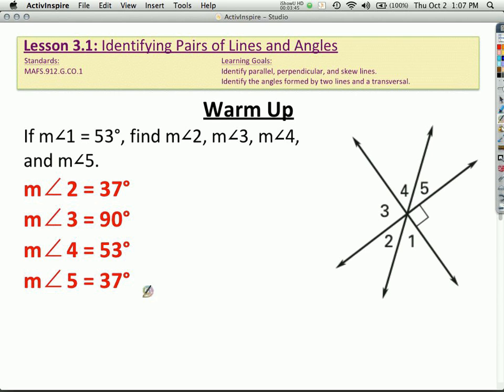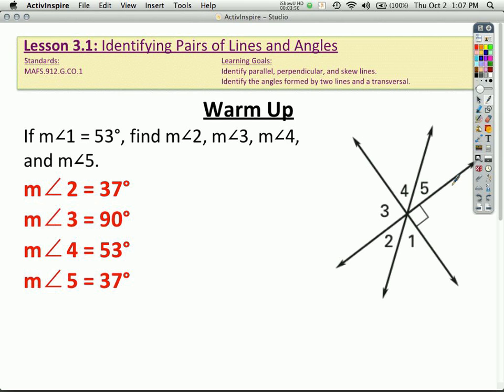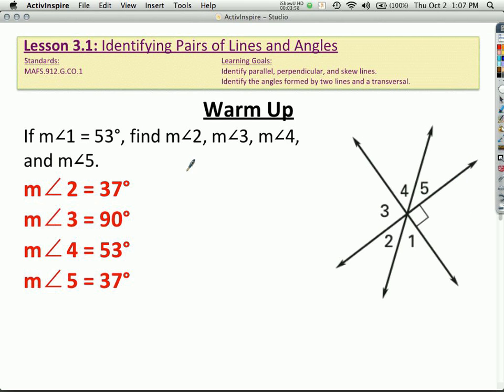Give me a thumbs up if you got all of them correct. Good. Put your thumbs down. That was a lot of you. Now, if I asked you to find them in order, in other words, I asked you to find the measure of angle 2 first, what idea, property, theorem, postulate could you use to support the fact that angle 2 is going to be 37 degrees? Again, if I asked you to find this first from what we are given.